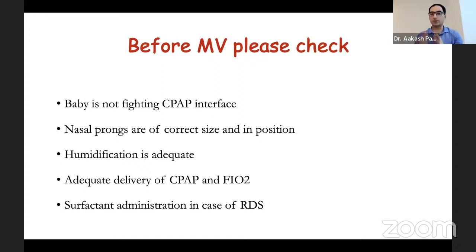So humidification and temperature are equally important as are pressures and FiO2, and always ensure that we are giving adequate CPAP and FiO2. Sometimes there may be failure of the blender, and despite setting 100% FiO2, it may be giving only 21%. Same is true for the CPAP. If the water levels are not adequate, or the water is not up to the mark, then even though you have set a CPAP pressure of 6, it may be delivering only 3 to 4. So that is also an important part of the checklist before jumping to mechanical ventilation.